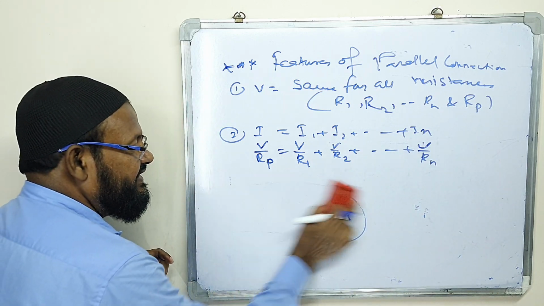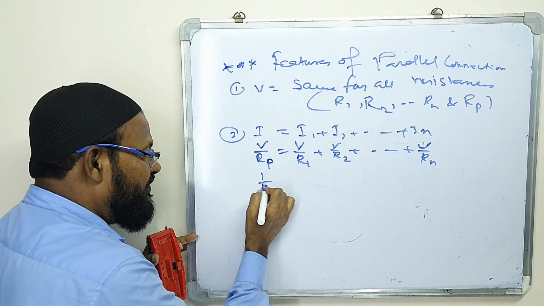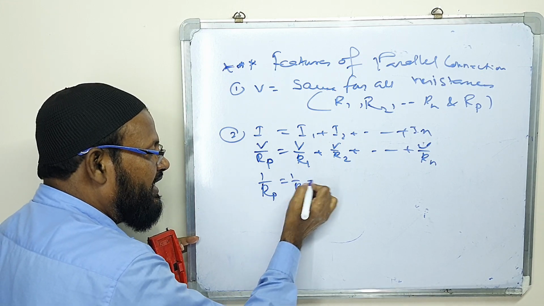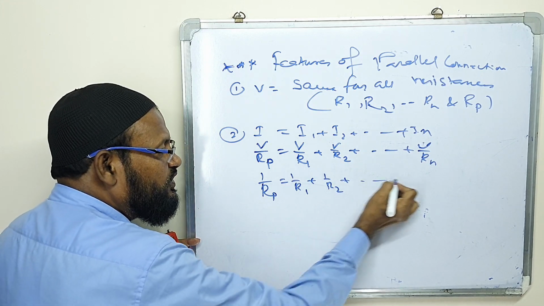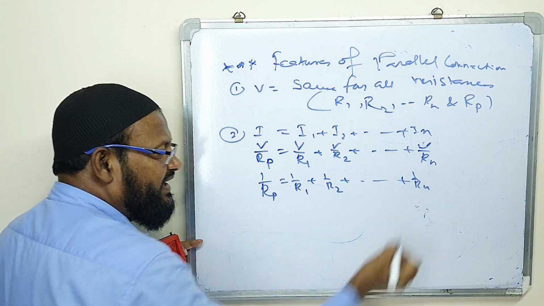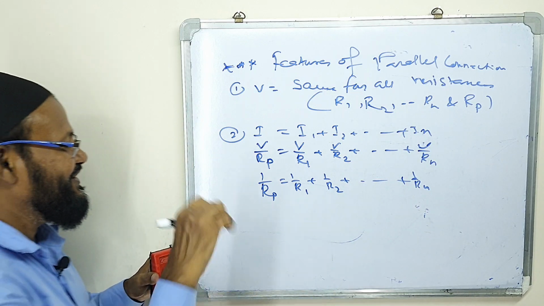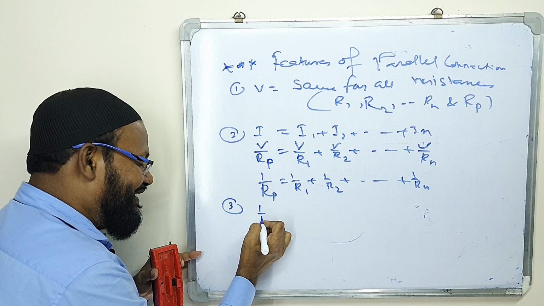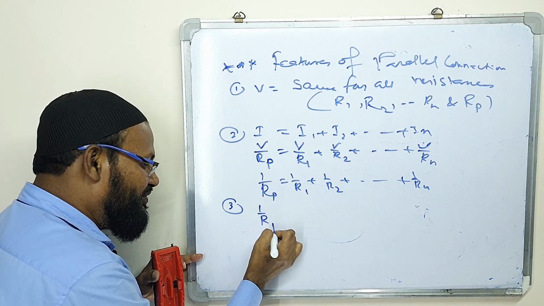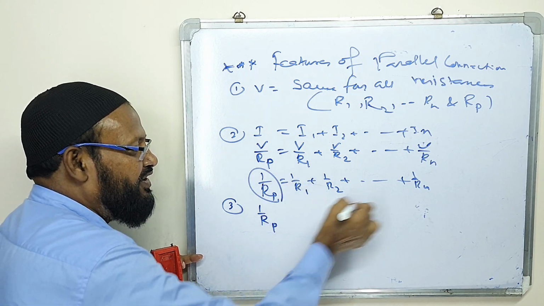I am deleting this. What is this? In this case, the general formula is 1 by Rp equal to 1 by R1 plus 1 by R2 plus ... plus 1 by Rn. What is the conclusion? From here, the third part conclusion is that 1 by Rp is the sum of all these.